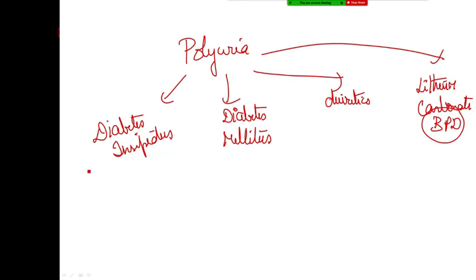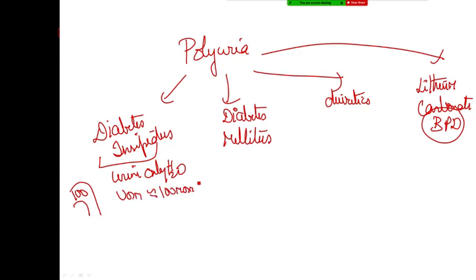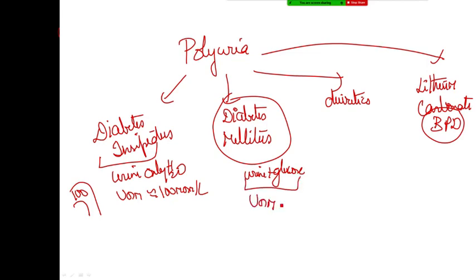So what's the differential? How will you differentiate? In diabetes insipidus, the urine contains only water. And what will be the osmolarity? It entered at 100, right? So the urine osmolarity will be somewhere around 100 milliosmoles per liter. In mellitus, why is there polyuria? Because the glucose is dragging water. So urine contains glucose. Therefore, urine osmolarity will be slightly more than this.